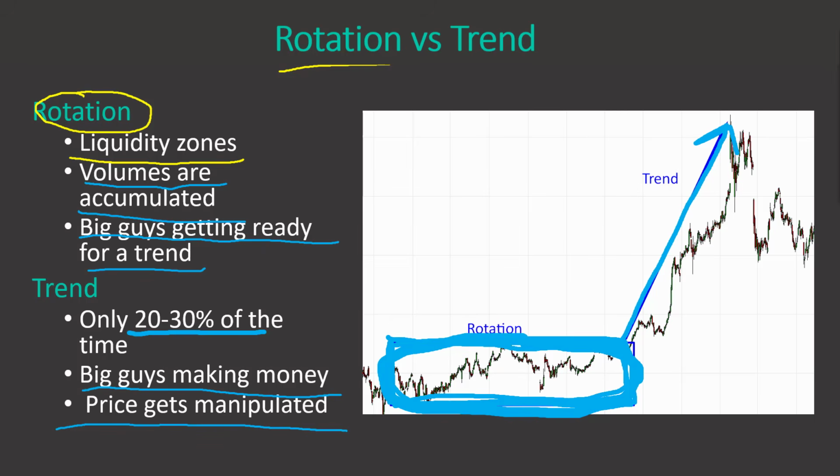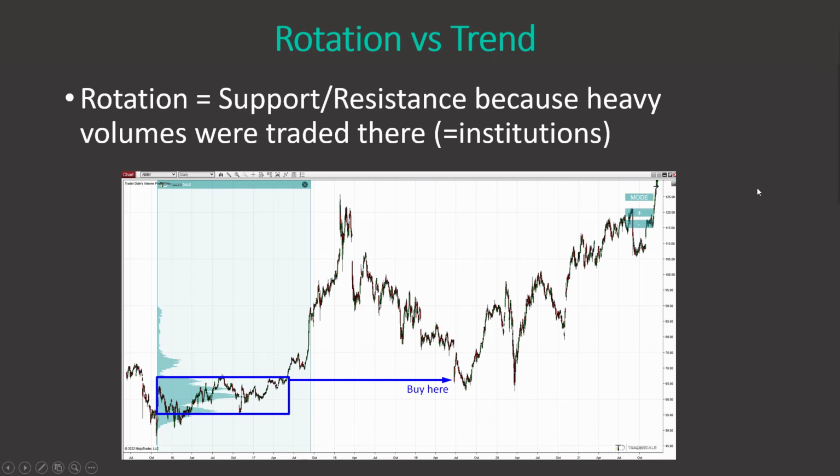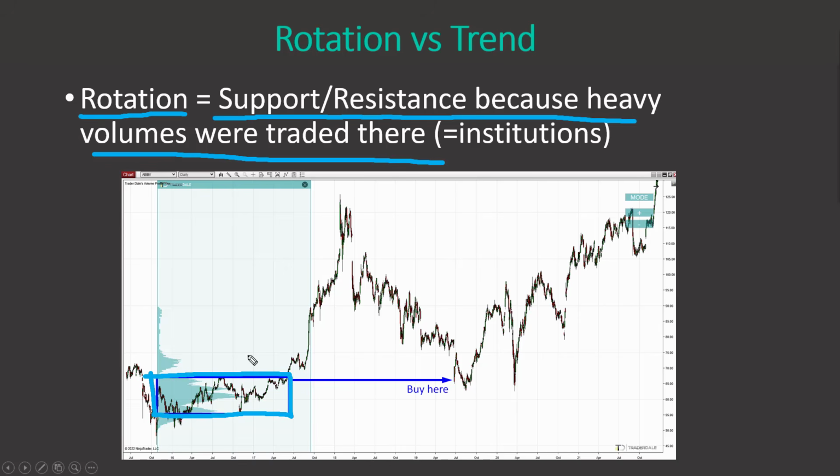Now, why I'm talking about this is that rotation zones act as strong support and resistances because heavy volumes were traded in those rotations. So if you look at this picture, there is a rotation right there. And what I did is that I printed volume profile here. Volume profile is a tool that shows volumes at a time.